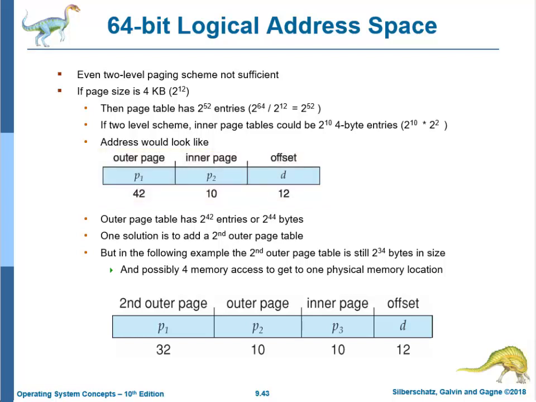For example, we can page the outer page table, giving us a three-level paging scheme. Suppose that the outer page table is made of standard pages, like 2^10 entries, or 2^12 bytes. In this case, the 64-bit address space is still daunting. The outer page table is still 2^34 bytes, which is 16 gigabytes in size. For 64-bit architecture, hierarchical page tables are generally considered inappropriate.